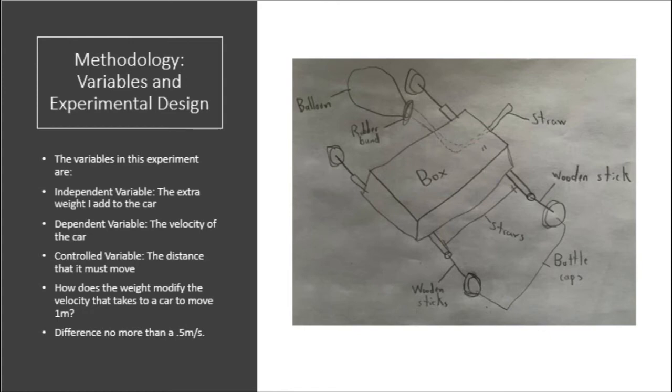My research question in this experiment is: with the extra weight, how does it modify the velocity it takes for a car to move 1 meter? Based on this question, my hypothesis is that the average velocity will have a difference of no more than 0.5 meters per second. The variables in this experiment are: the independent variable, the extra weight that I add to the car; the dependent variable will be the velocity of the car; and the control variable will be the distance that it must move.